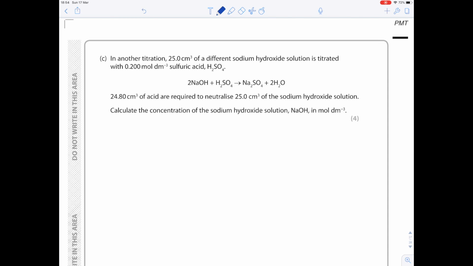In another titration, 25 centimeters cubed of a different sodium hydroxide solution is titrated with 0.2 molar sulfuric acid. 24.8 centimeters cubed of acid are required to neutralize 25 centimeters cubed of sodium hydroxide solution. Calculate the concentration of sodium hydroxide solution. These questions are all quite similar. I don't understand why this one is worth 4 marks. Let's do number of moles, concentration times volume. Write out our balanced symbol equation.